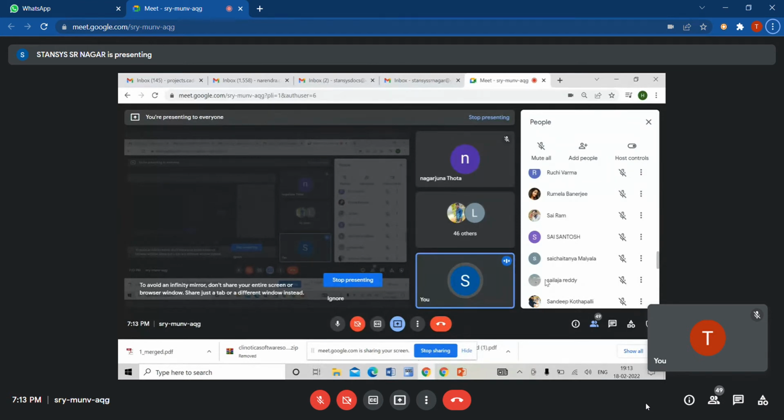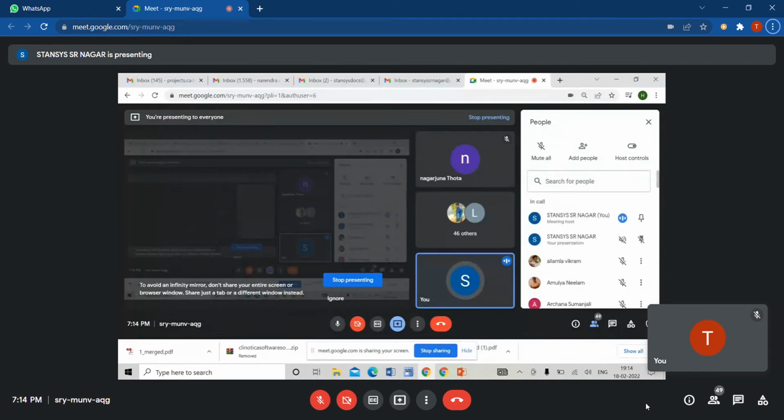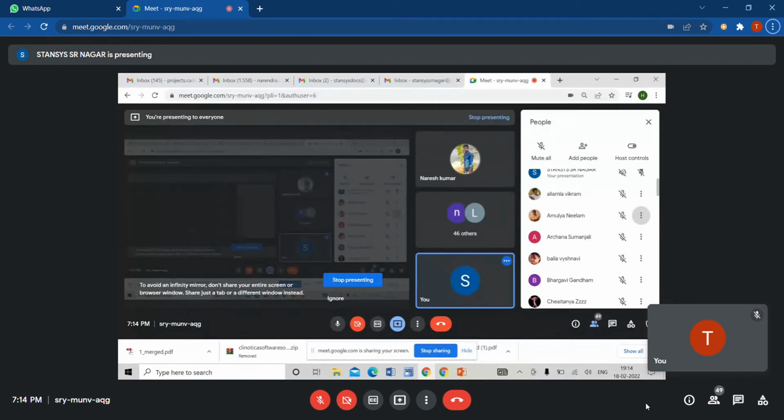For that purpose, I'll give a small example. I think everybody has heard about Jio, right? When Jio was first initiated into the market, they provided 6 months free of cost, right? Say yes or no?